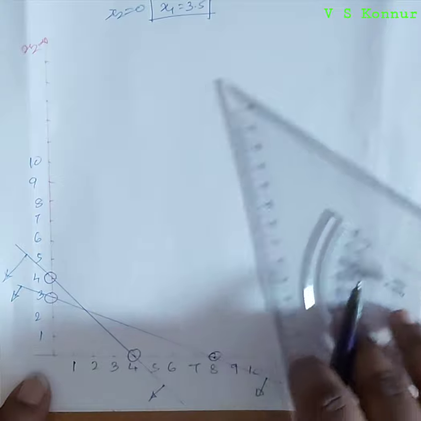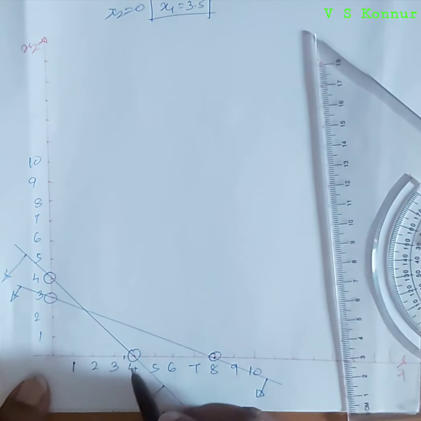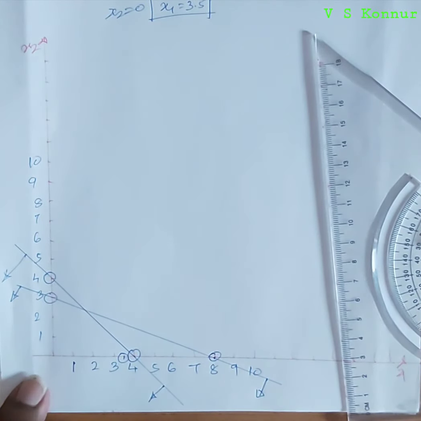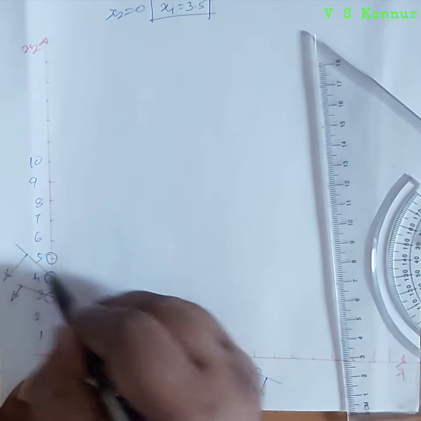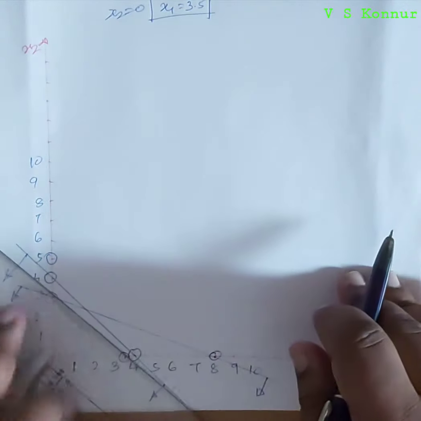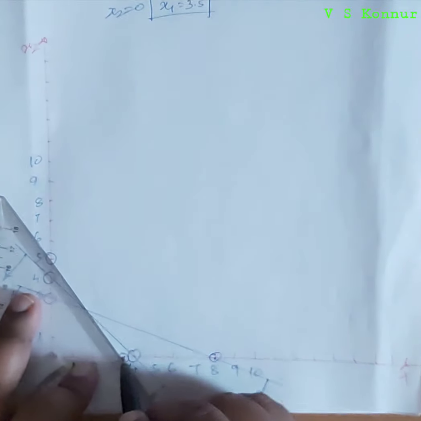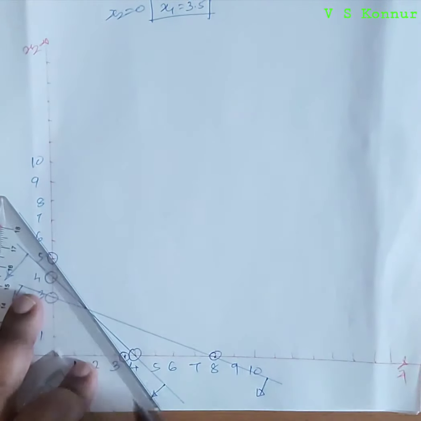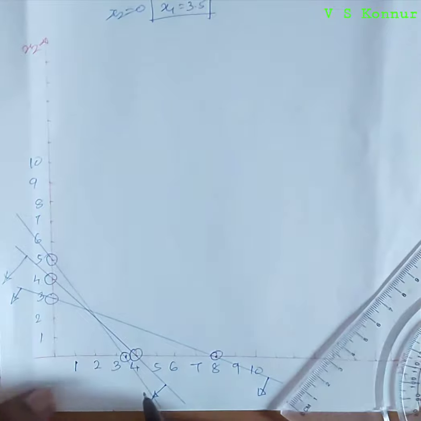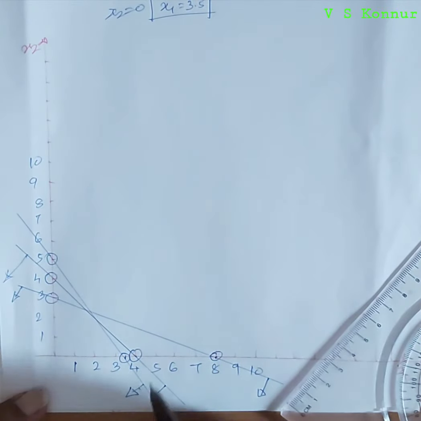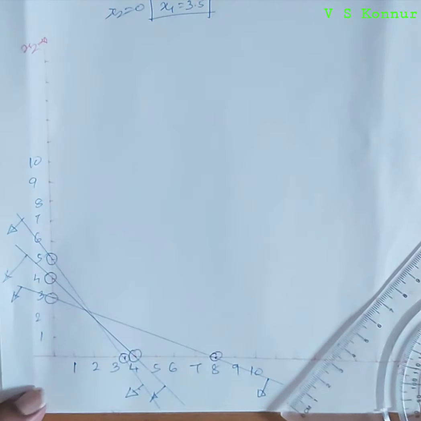Next line is x1 equal to 3.5, x2 is equal to 5. So we have to draw one more line. This also has a less than or equal to sign, so the arrow is near to the origin.